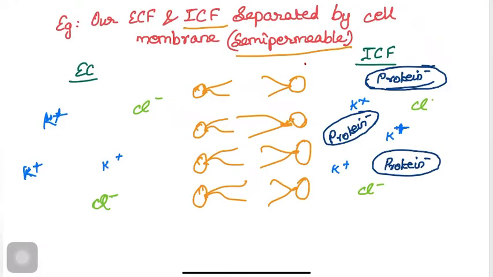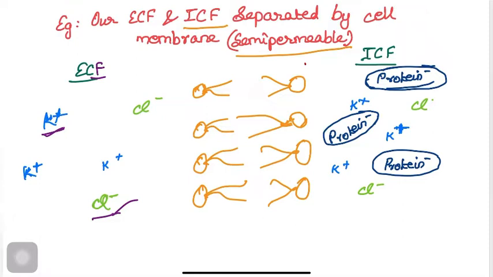So the example is our extracellular fluid and intracellular fluid which is separated by the cell membrane. As we all know, our cell membrane is semi-permeable, made up of lipid bilayer. So what are the ions present in extracellular fluid and in intracellular fluid? We'll take an example that in extracellular fluid there are only potassium ions and chloride ions.